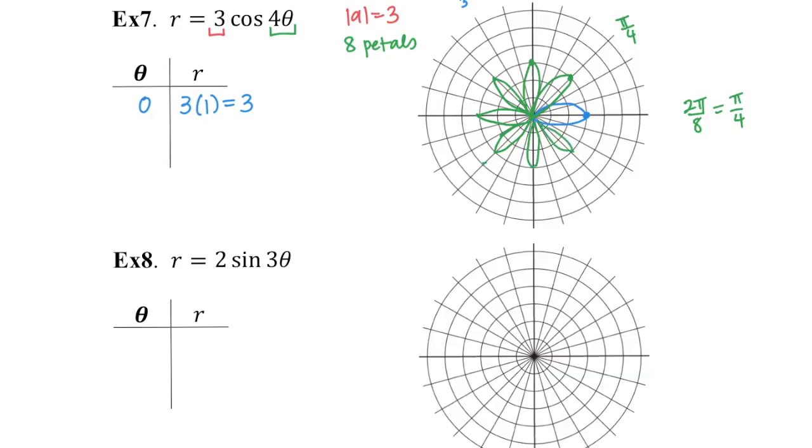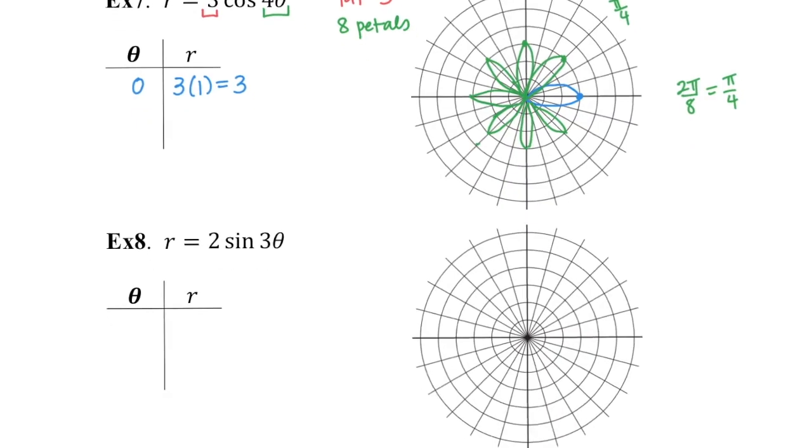Okay, they really shouldn't be overlapping, but you know, it is what it is. Okay, let me check this. Let's see, there's a petal at 0, petal of length 3. There's a total of 8 petals. 1, 2, 3, 4, 5, 6, 7, 8. They're equally spaced and they all have a length of 3.